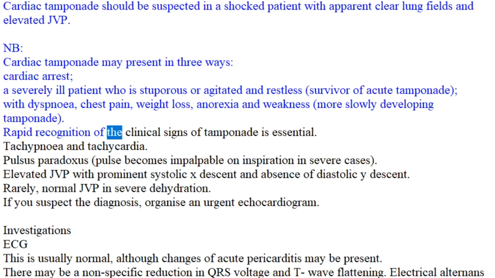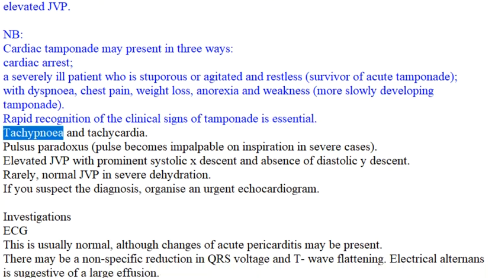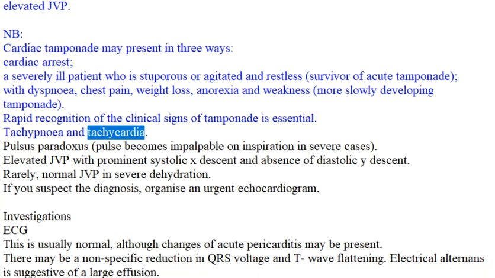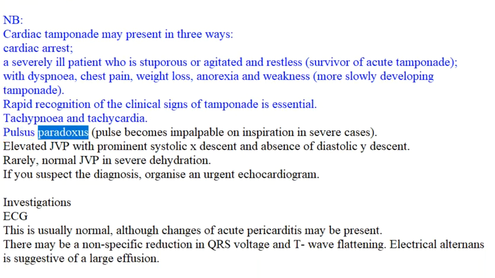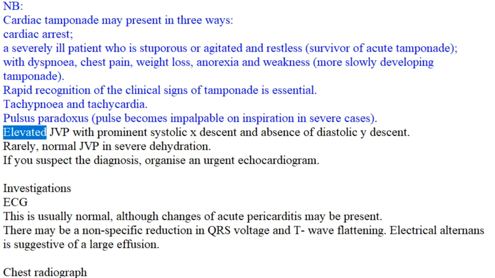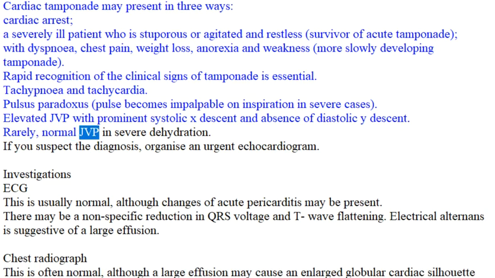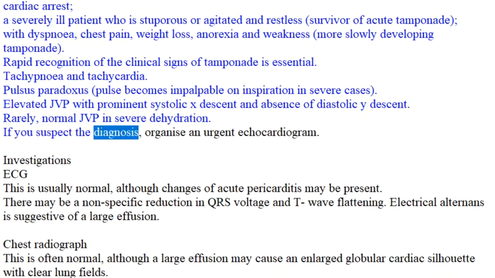Rapid recognition of the clinical signs of tamponade is essential. Tachypnoea and tachycardia. Pulsus paradoxus. Pulse becomes impalpable on inspiration in severe cases. Elevated JVP with prominent systolic X descent and absence of diastolic Y descent. Rarely, normal JVP in severe dehydration. If you suspect the diagnosis, organize an urgent echocardiogram.